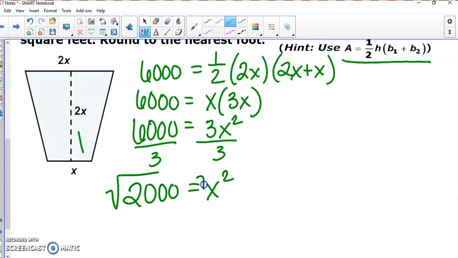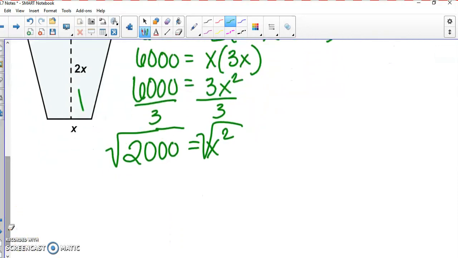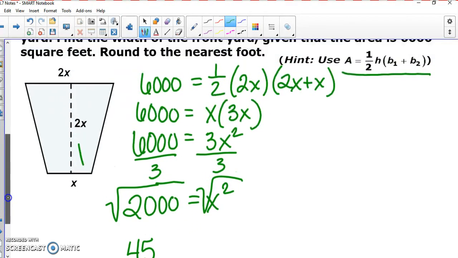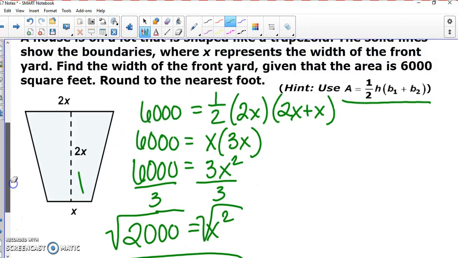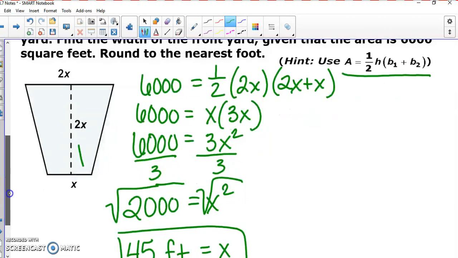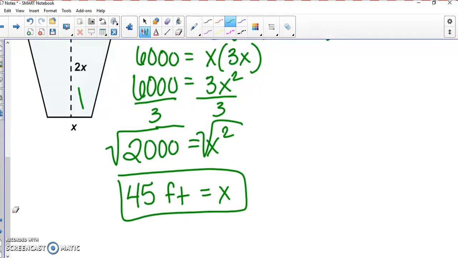And then I'm going to take the square root of both sides. And the square root of 2,000, it says to round to the nearest foot. So it would be 45 if I round up. So 45 feet equals x. Okay, and again, we want to just pay attention to the positive one here, since it is a story problem and we're dealing with length.